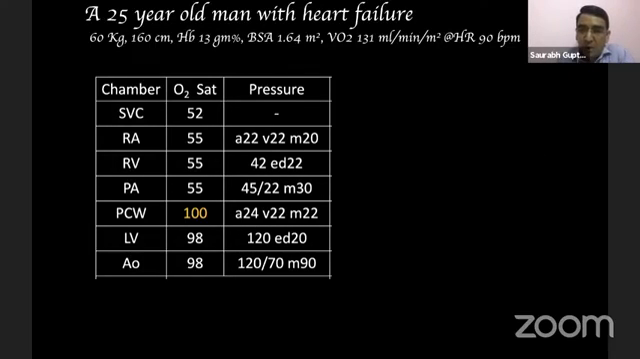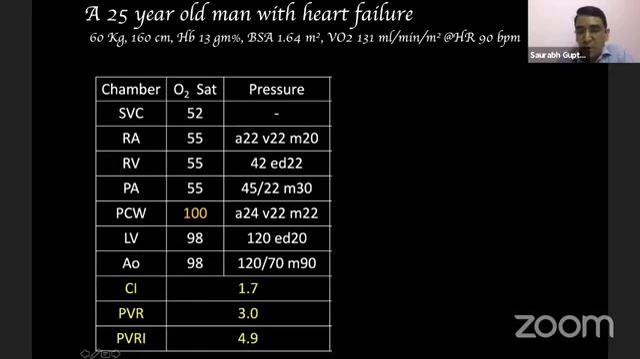Now, let me take one case scenario. So this is a 25-year-old male, hemoglobin 13 gram, VO2 131 with an SVC saturation of 52. And this patient presented with heart failure. If you see these pressures, I think immediately you will realize that the SVC saturation is low. So the patient is having low cardiac output, and the diastolic pressures are all elevated, and they are in the same range. We will evaluate this patient in the coming slides, and we'll interpret it later on.